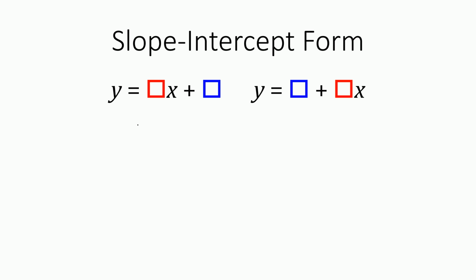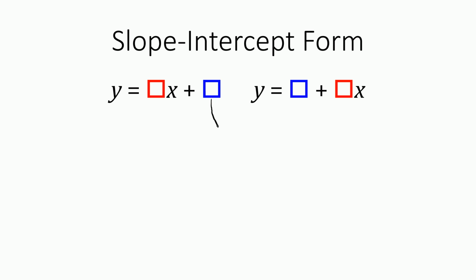And we have two different equations here, but they're both basically the same. They have this red box by x, and they have a blue box separate from x. It's just whether the red box and x come first or whether the blue box comes first. In either case, we can identify what the slope and intercept are by looking at either of the boxes.